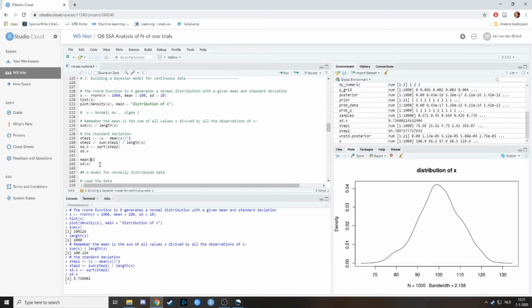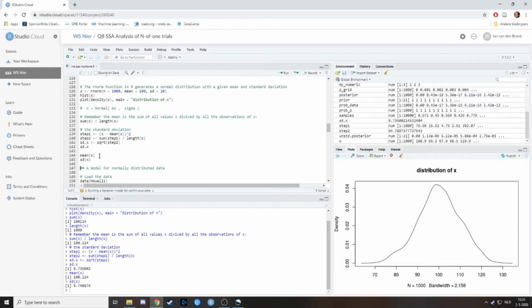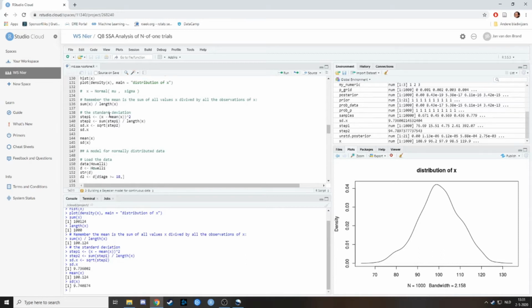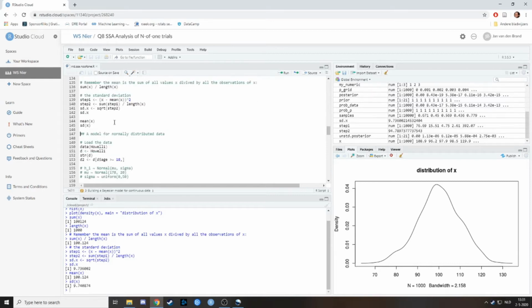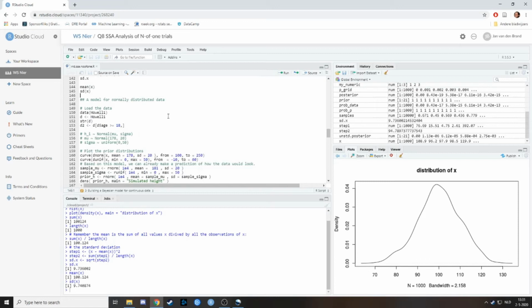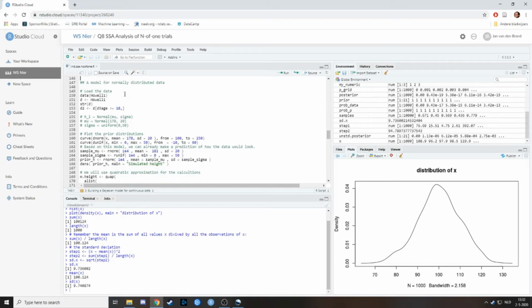Fortunately, R has some commands to do this for you, but this is just to show you that this is not black magic. These numbers are actually coming from somewhere, and it's pretty straightforward calculus. It's not even calculus, you just have to remember the rules. And if you don't want to remember the rules, R does it for you. So that's the normal distribution.